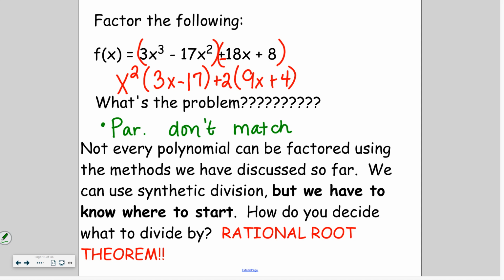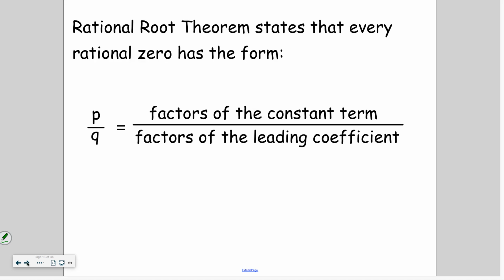Not every polynomial can be factored using methods that we've done. So you're going to have a little bit of a problem trying to find those factors. We can use synthetic division, but we have to know where to start. Okay? How do you decide what to divide by? How do you know what to put in? And that's where the rational root theorem comes in.